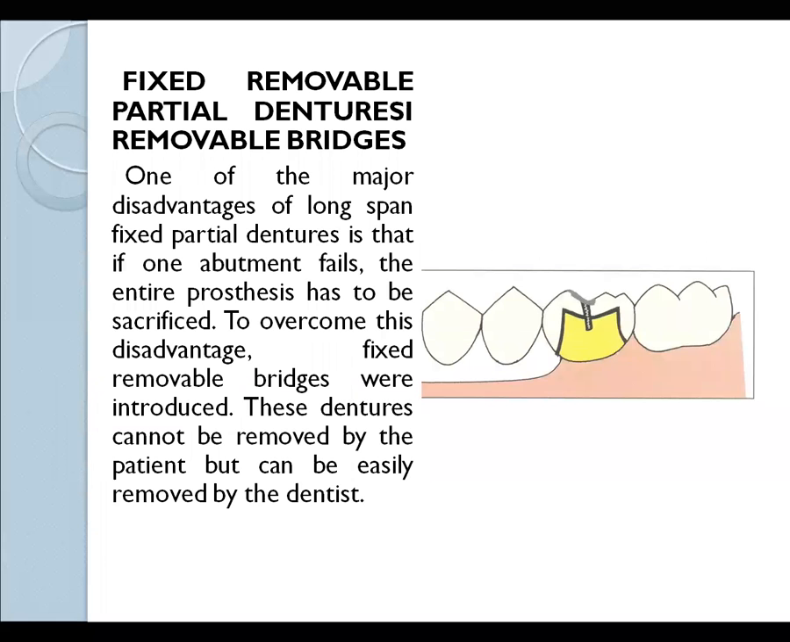And coming to the next part, that is the fixed removable partial denture. One of the major disadvantages of the long span fixed partial denture is that if one abutment fails, the entire prosthesis has to be sacrificed. To overcome this disadvantage, fixed removable bridges were introduced. These dentures cannot be removed by the patient but can be easily removed by the dentist. This type is the fixed removable partial denture.